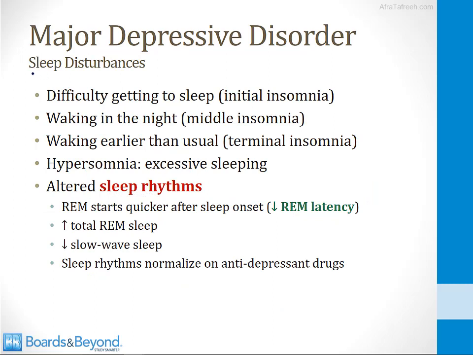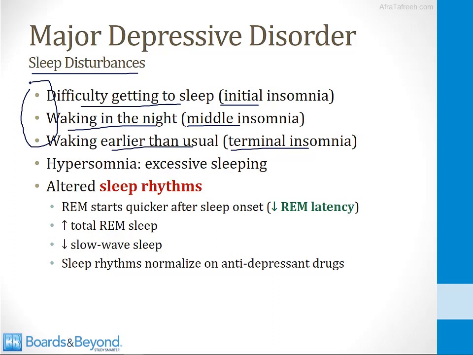depressive disorder, and let's start with the sleep disturbances. Patients with depression can have many forms of insomnia. Some of them have difficulty getting to sleep. This is called initial insomnia. Other patients wake during the night frequently. This is called middle insomnia. And some patients wake earlier than usual and can't get back to sleep. This is called terminal insomnia.